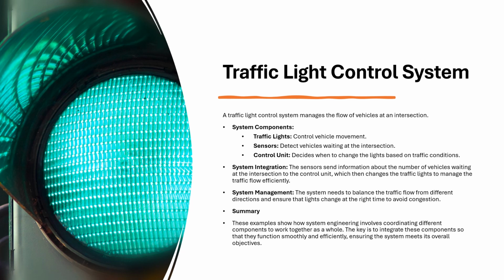For the system integration, the sensors send information about the number of vehicles waiting at the intersection to a control unit, which then changes the traffic lights to manage the traffic flow efficiently. Mostly these systems are automatic nowadays, but this is just to get an understanding of how the systems work together. System management means the system needs to balance the traffic flow from different directions to ensure that the lights change at the right time. This could be done with a camera monitoring the traffic, which sees that many vehicles are there and changes the traffic light depending on the situation. Or there could be a fixed timing, say 5 or 10 seconds, that the green light stays on, and that remains constant without adapting. That depends on the system itself.